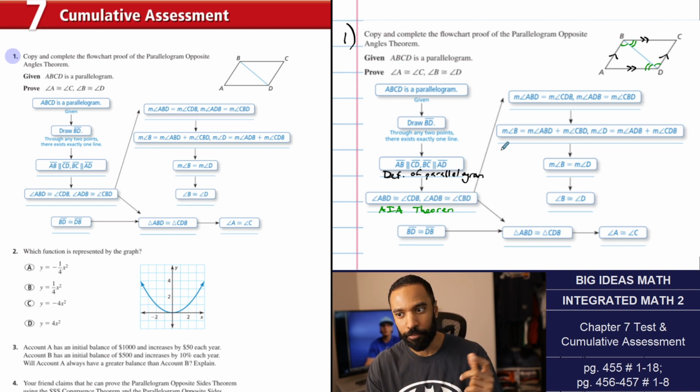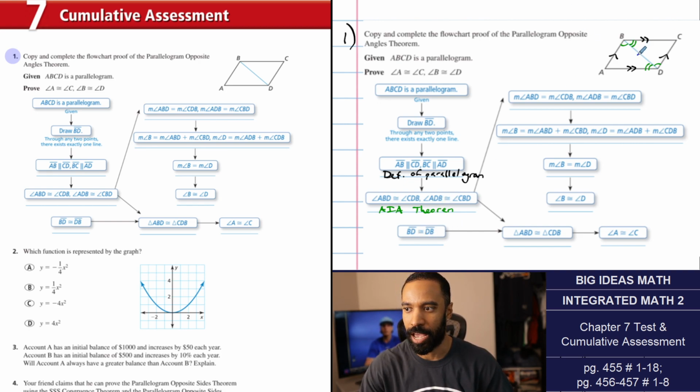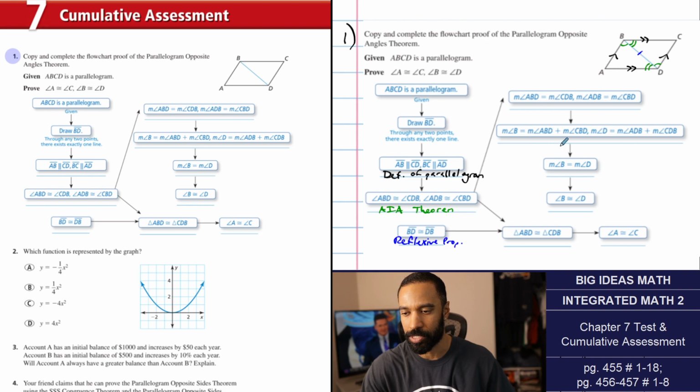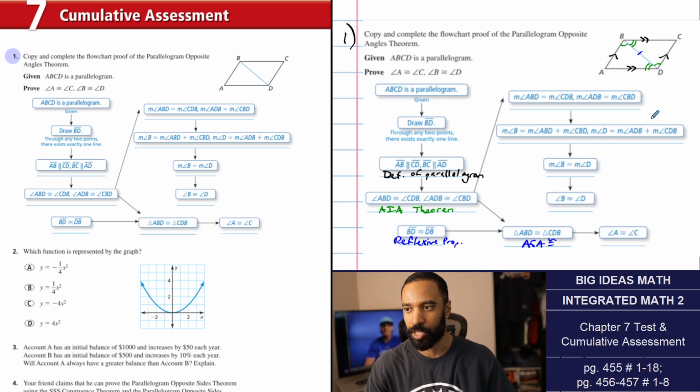Now, from there, we get to flow into two different portions. Let's start with the bottom one. BD is congruent to itself. That's this middle guy right here. This is the reflexive property of congruence. We have enough information now to show that this triangle is congruent to this one by angle, side, angle: triangle ABD is congruent to triangle CDB by the angle-side-angle congruence theorem. Therefore, angle A is congruent to angle C by CPCTC. With these two triangles congruent, their corresponding parts are congruent.